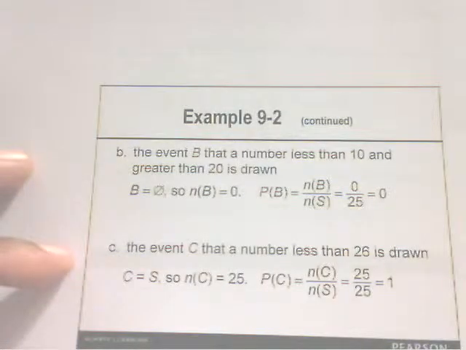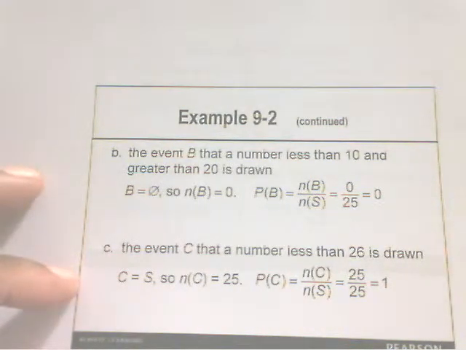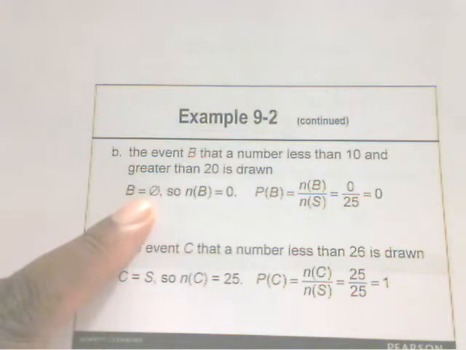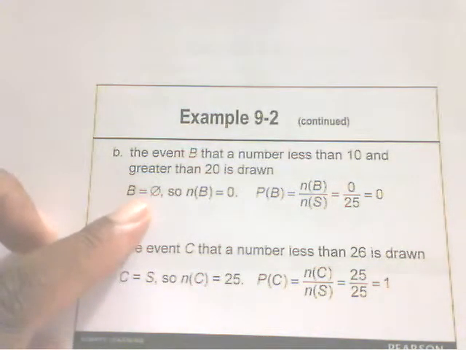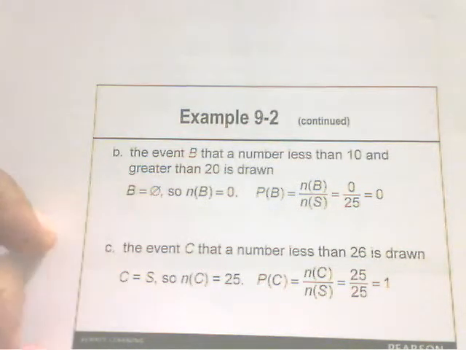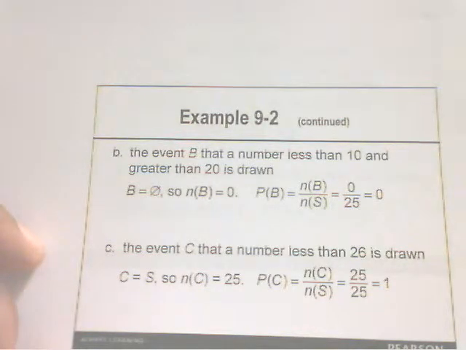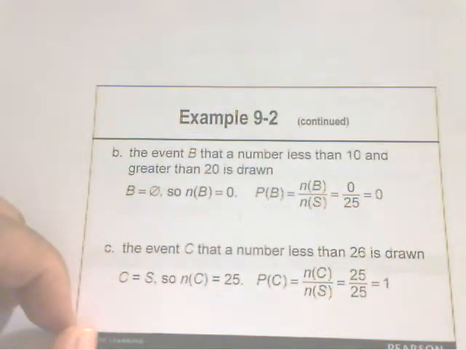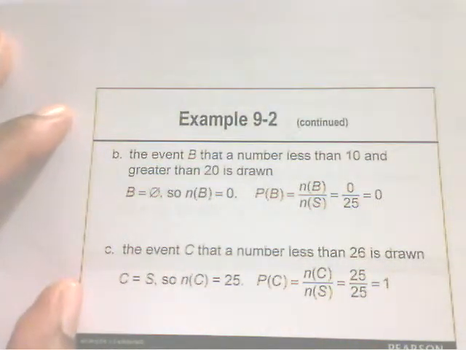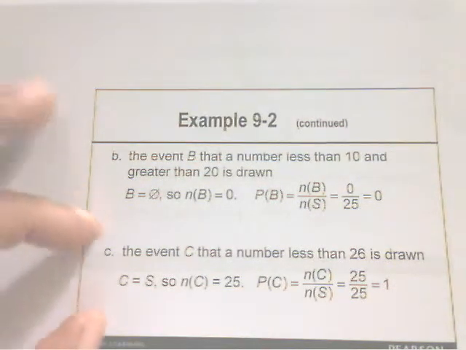Part B, the event B that a number less than 10 and greater than 20 is drawn. In this case, event B is going to be the empty set, because we have to look at numbers less than 10 and greater than 20. Now, "and" means the intersection of the two. So that intersection would be the empty set. There are no numbers that are less than 10 and greater than 20. That's the key word right there, "and." So the number of elements in B is going to be 0, and the probability of event B happening will be 0 over 25, or just 0.